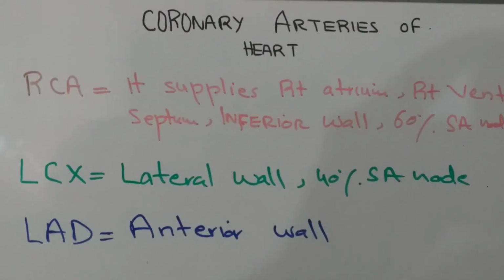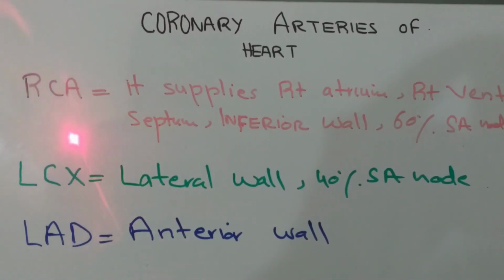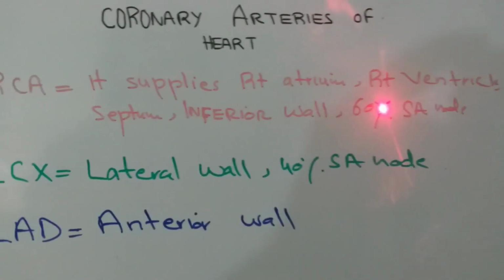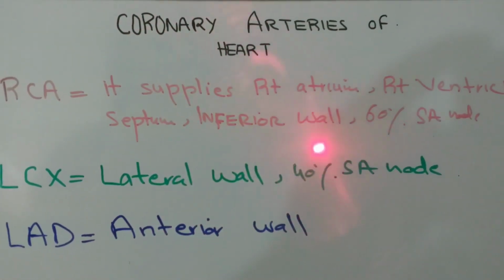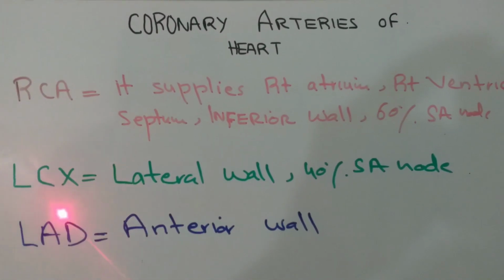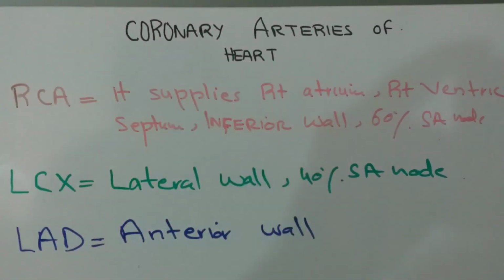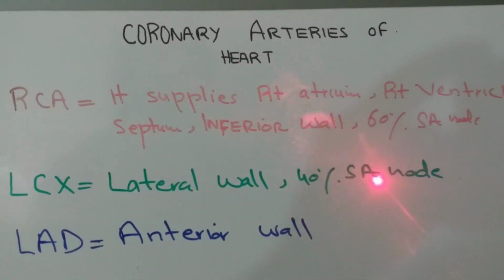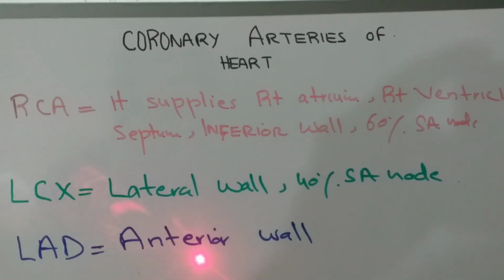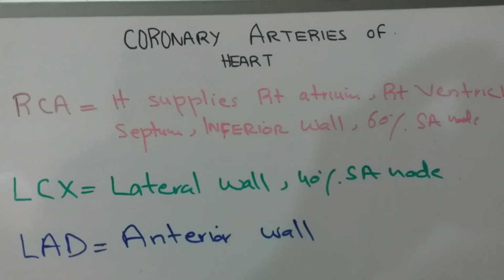So there are three coronary arteries of the heart. The right coronary artery supplies the right atrium, right ventricle, septum, inferior wall, and 60% of the time the SA node. The left circumflex artery supplies the lateral wall and 40% of the time also the SA node. And the left anterior descending artery supplies the anterior wall.